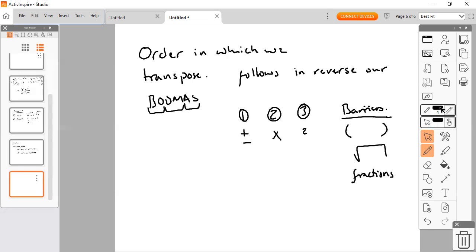We need to deal with our barriers before we can move anything else. We always need to be aware that these barriers exist, as they might prevent us doing the actions that we want to. So it's not as easy as just looking straight away for BODMAS. These are the order we want to do it in, but there are going to be barriers involved, and that adds a wee bit of complication into it.